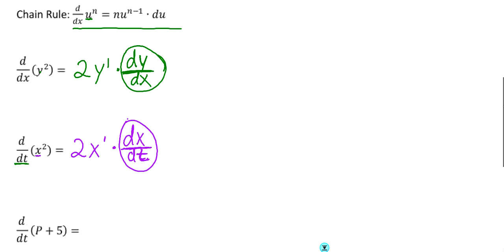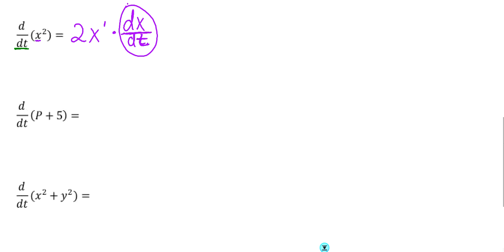And it works for, it doesn't matter what the variable is and what we're taking the derivative with respect to. For instance, here we're taking the derivative of P, again with respect to t. So when I take the derivative of P, I'm going to get the derivative of P over dt plus the derivative of 5, which is 0, because it's a constant. And capital P we usually reserve for perimeter. So this basically is saying, well, how is the perimeter changing over time? Just like this up here is the derivative of x, how x is changing over time.